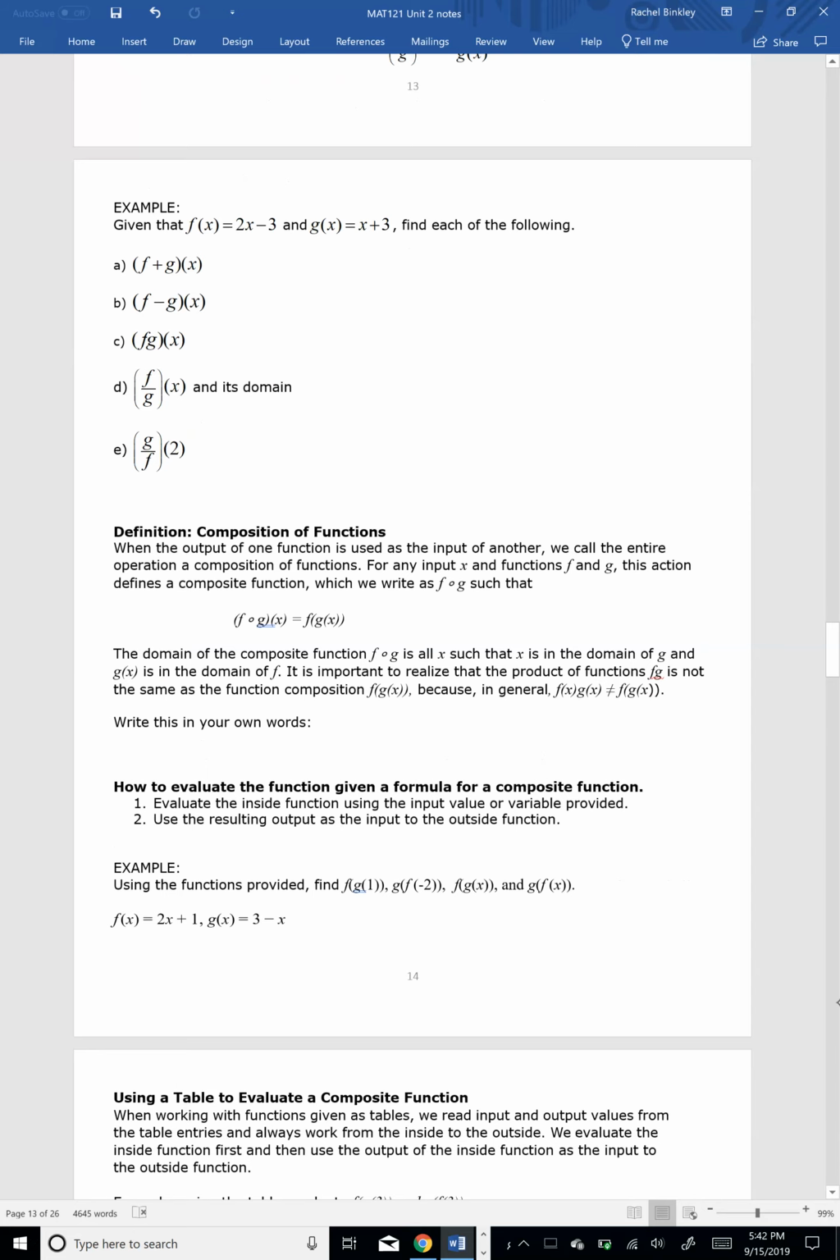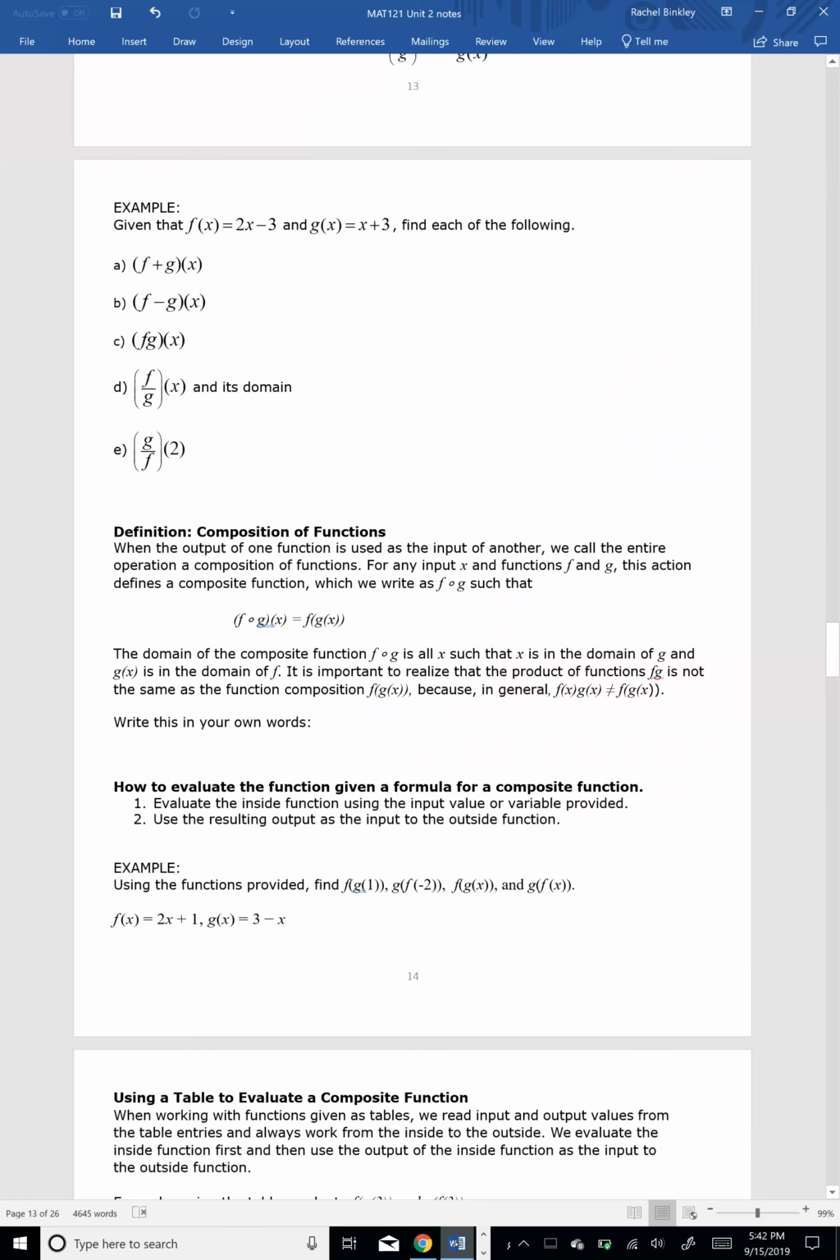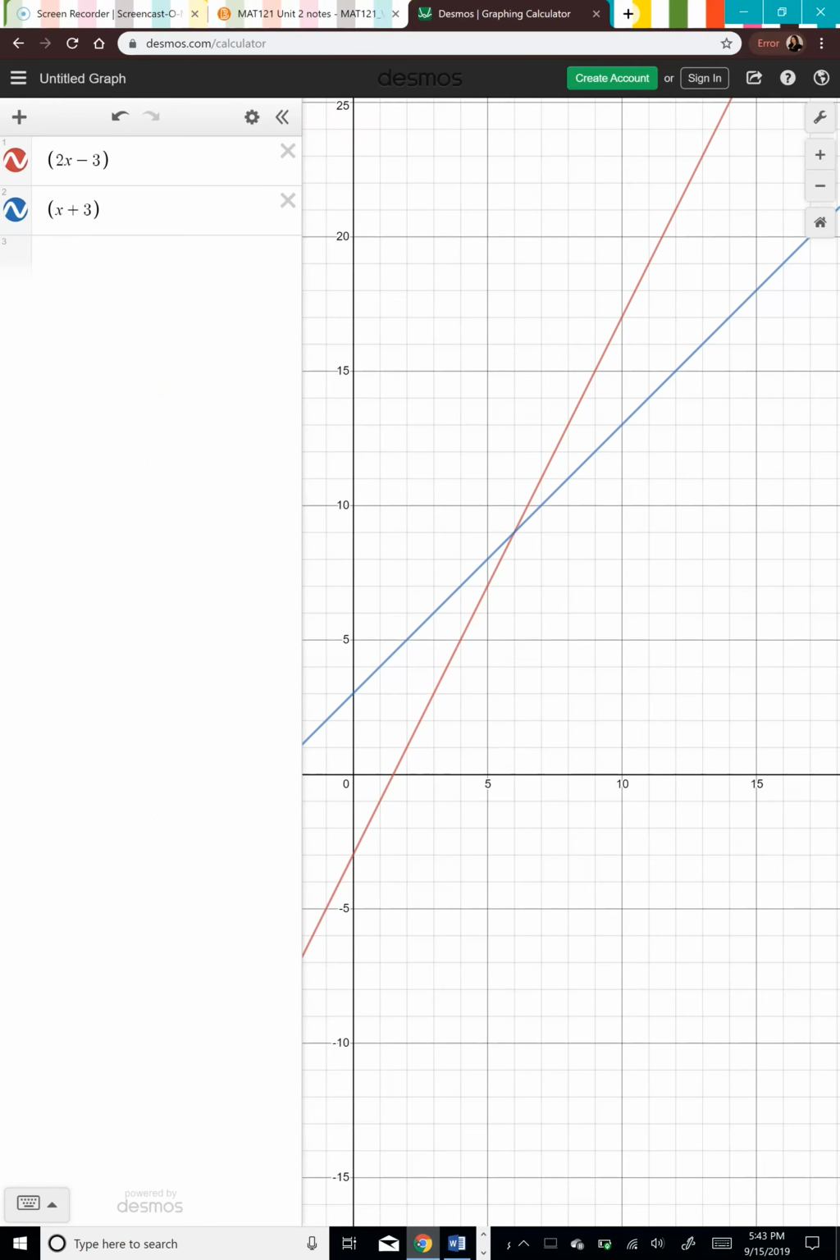So what I want to show you really quick is that I have this set up on Desmos. I have f of x and I have g of x, okay? So 2x minus 3 is this red line. If you can look down here, the y-intercept is -3. It's up 2 over 1. The blue is x plus 3, so the y-intercept is just regular 3, and its slope is just up 1 over 1. Okay, so two functions.